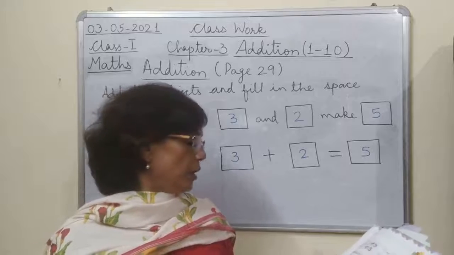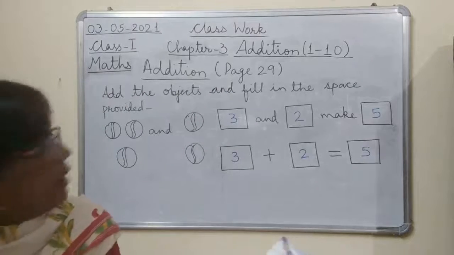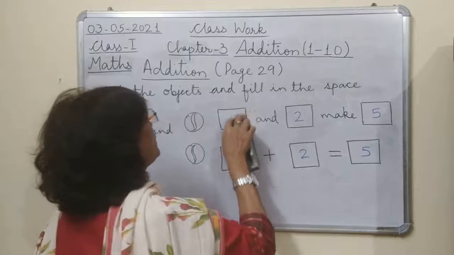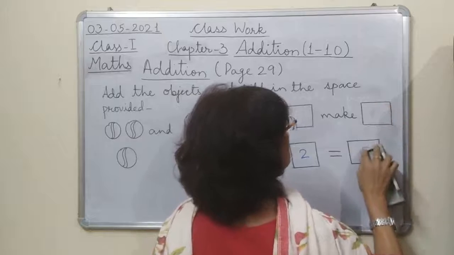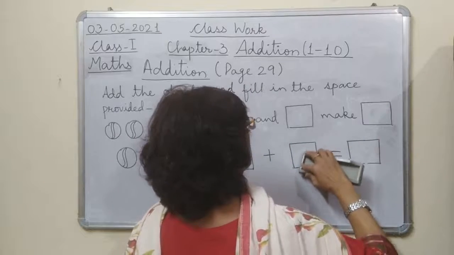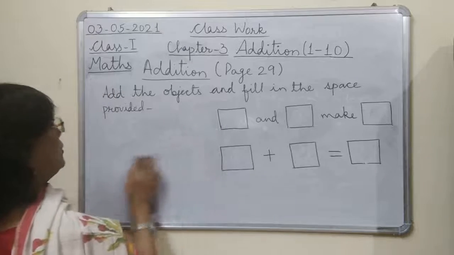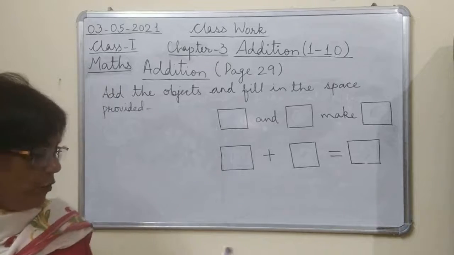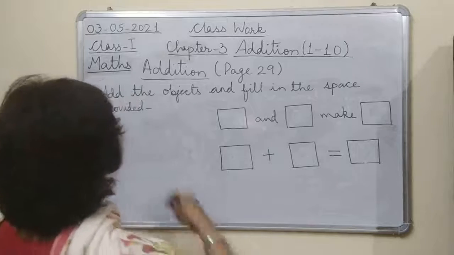Okay. Now let us see the next one. Next one, I will only erase the number inside. Okay. Now what do we have? We have 4 dice. Okay.